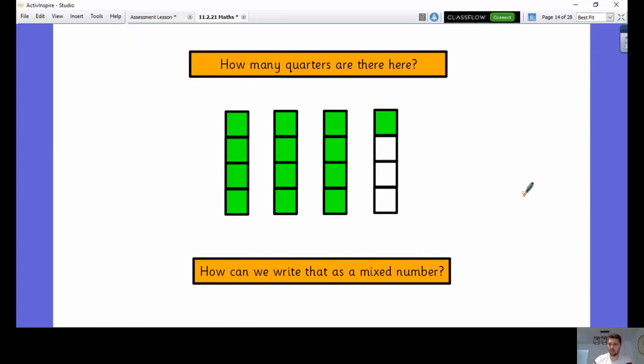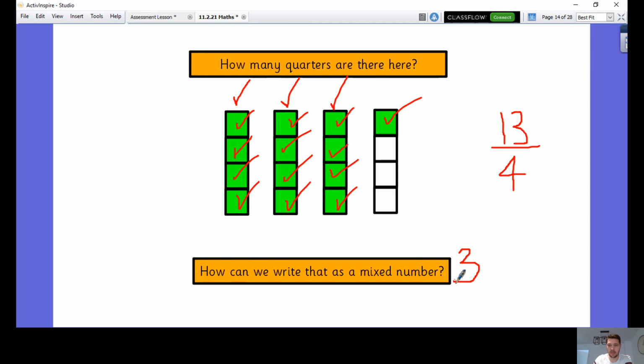So how many quarters are there? Remember, a quarter is over 4. How many quarters are there? See if you can calculate this. Okay, so we have 1, 2, 3, 4, 5, 6, 7, 8, 9, 10, 11, 12, 13. I have 13 quarters. So that's absolutely correct. But can we change that and write it as a mixed number? I can, because I've got 1 whole, 2 wholes, 3 wholes, and then I have 1 out of my next 4. So 3 and a quarter.